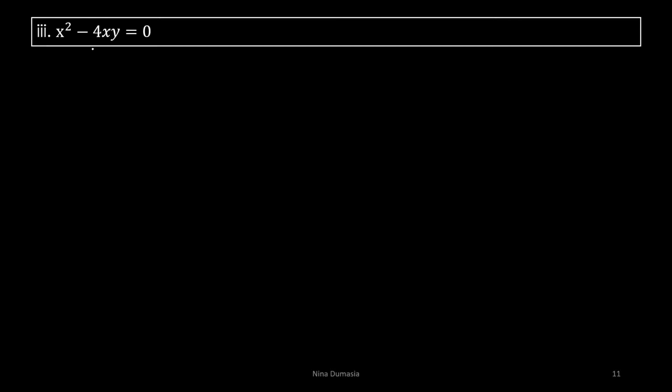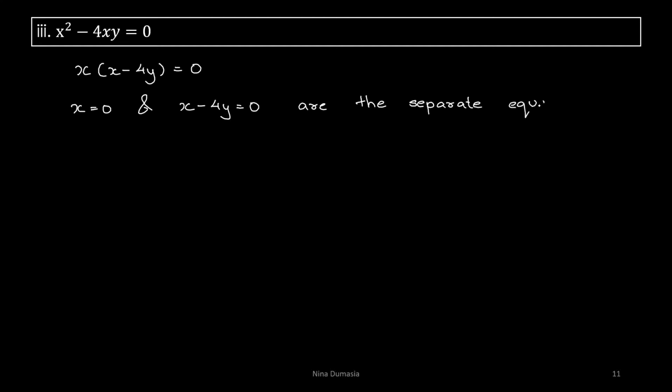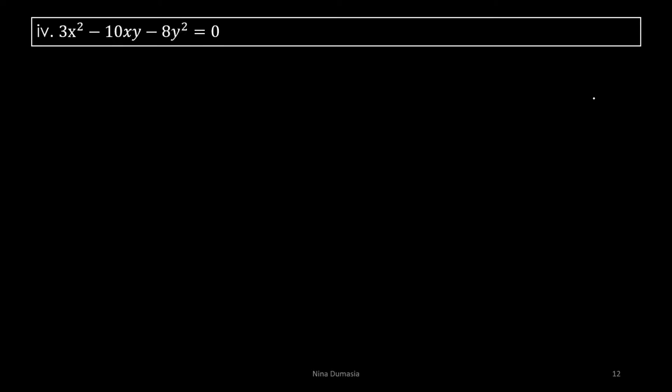In the third subpart, we can take x common. So therefore, we get that x into x minus 4y is equal to 0. And therefore, x is equal to 0 and x minus 4y is equal to 0 are the separate equations. Now let us do the fourth part.